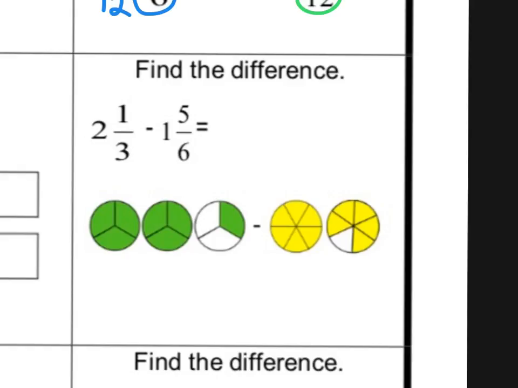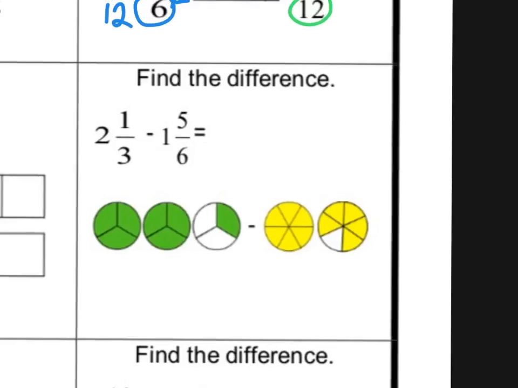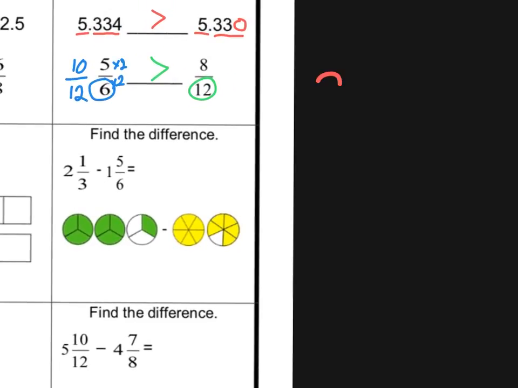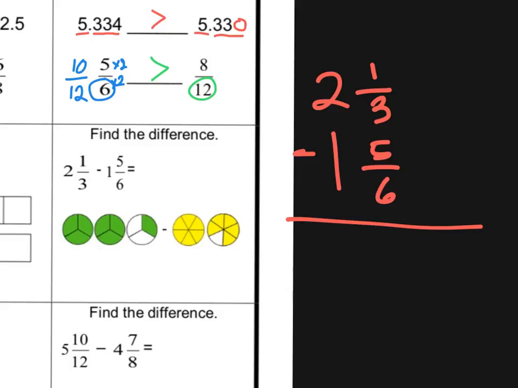So you have the models to help you out right there. I prefer just to do it with the standard algorithm. Here's 2 and 1/3 minus 1 and 5/6. When we subtract fractions, we must have the denominators the same. In this case, it's not the same, so we have to make them the same first. So we can multiply this by 2 and do the same thing on top.